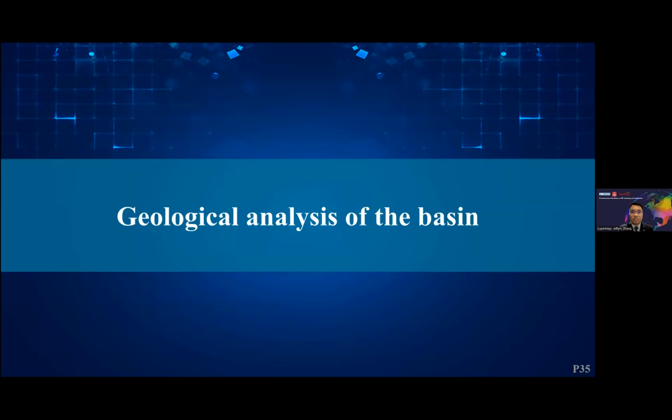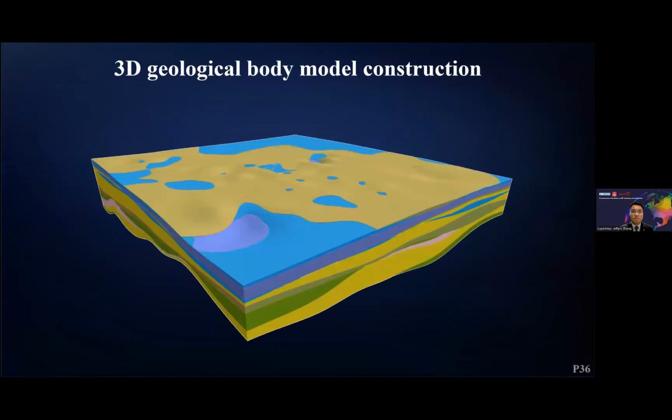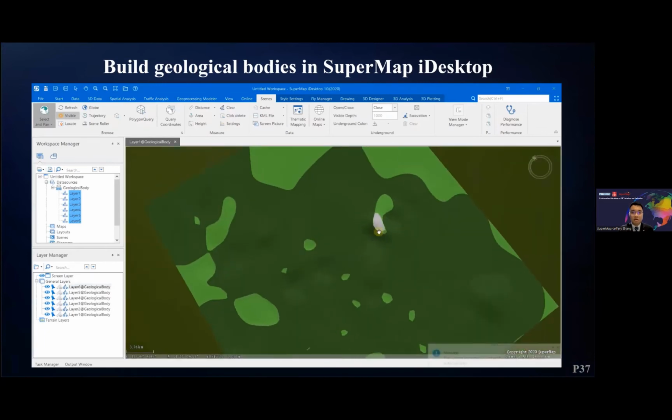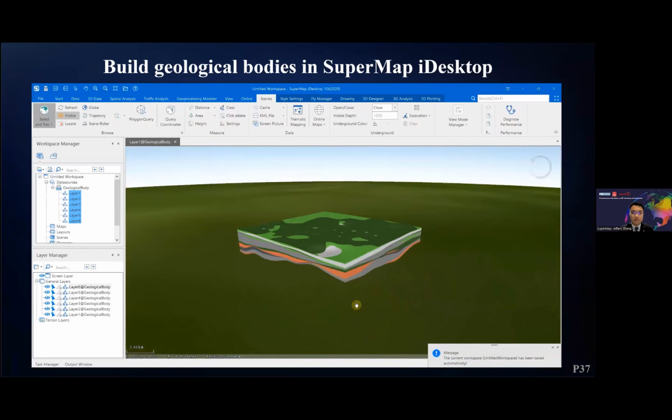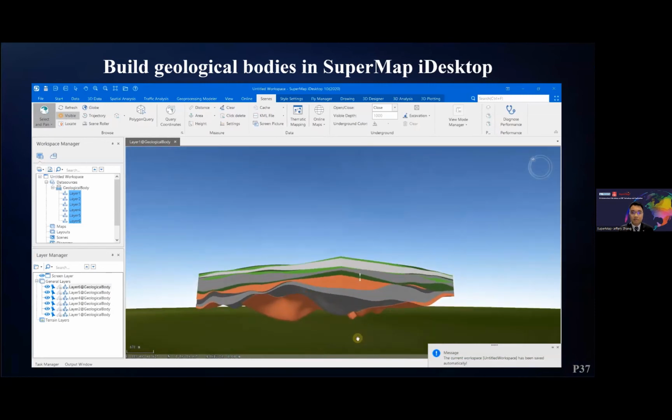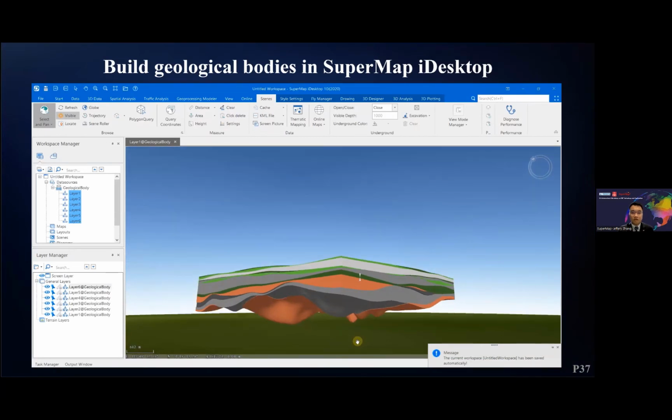And also for water conservancy management, it also needs to do some geological analysis of the basin. So this is a 3D geological body model construction in our platform. And you can see we use some sample points to do the interpolation, and then we can generate the 3D model here. And after we do the geological body model, you can also have some visualization effect, like to separate it, to see the different material layers.